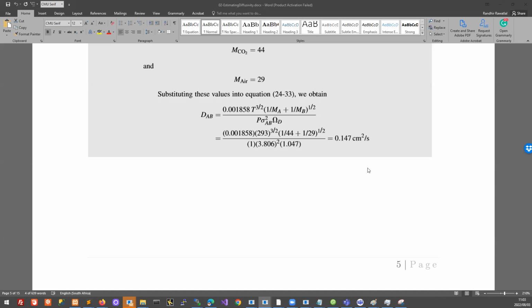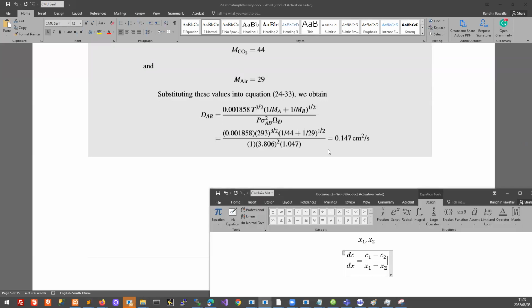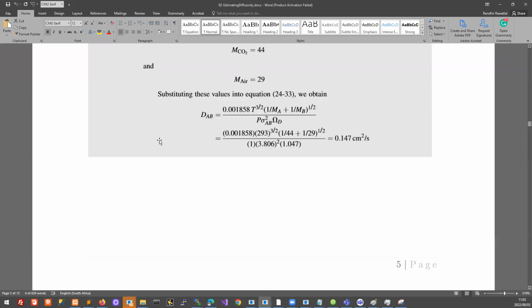Okay, so that's our diffusivity. And you can see it has units of meters squared per second, right? Quite often reported in square centimeters per second, but the SI units are meters squared per second. So when you look at the equations.